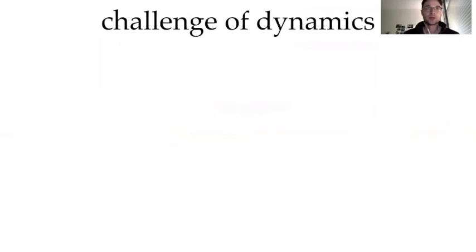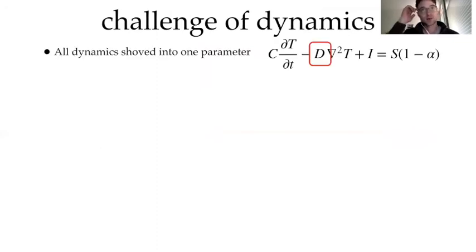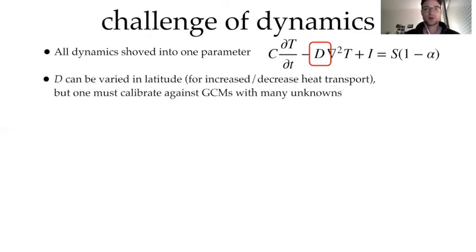And that brings me to some caveats of this modeling approach. If we consider the EBM equation again, we've basically shoved all of our dynamics into one parameter, the coefficient of the heat diffusion term. And now, even if we allow this to vary in latitude, which gives us a little bit more sophistication, we still have to calibrate this against GCMs, potentially with many unknowns, and it's still a very crude approximation.